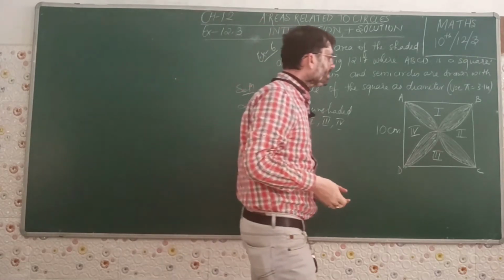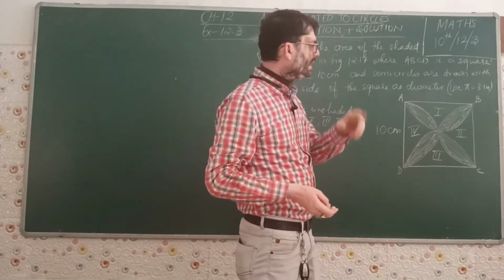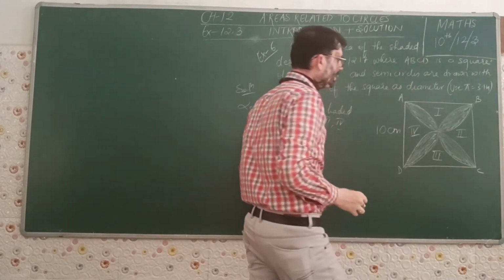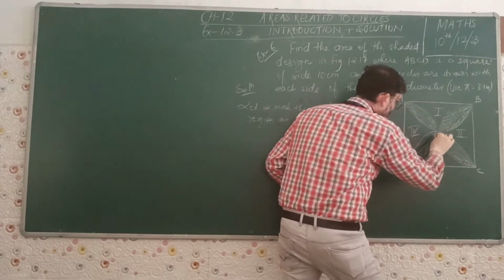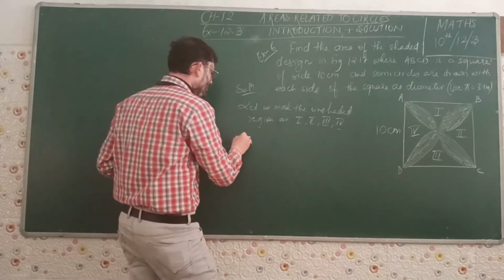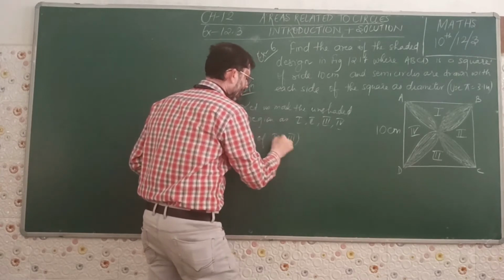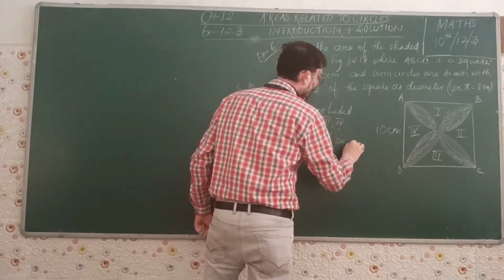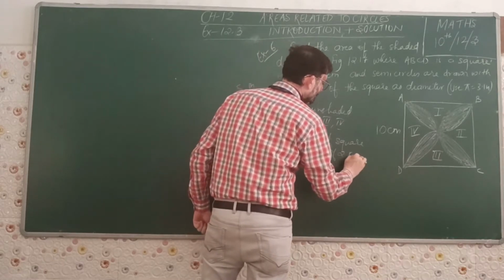Now, in order to find the area of unshaded region, we will have to consider 2 semicircles along with the square at a time. Suppose we need to find the area of unshaded region 1 and 3 together. It can be found by area of the square minus area of this semicircle minus area of this semicircle. So area of 1 plus 3 is equal to area of square minus area of 2 semicircles.